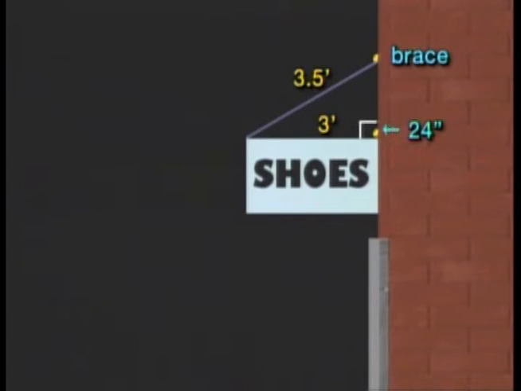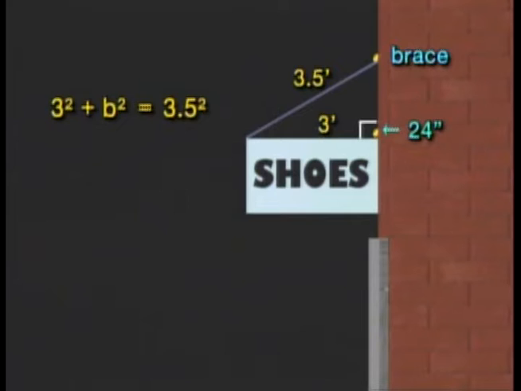The top of the sign, the wall, and the chain form a right triangle. The chain is the hypotenuse. The top of the sign is one of the legs. Finding the length of the other leg will help us find where to put the top brace. We can use the Pythagorean Theorem to solve this problem. The chain is C, 3 1/2. We'll let the top of the sign be A. That's 3 feet. The other leg is B, the unknown.